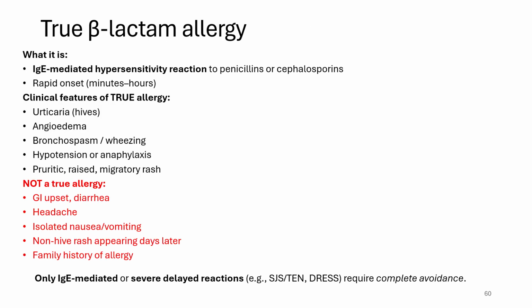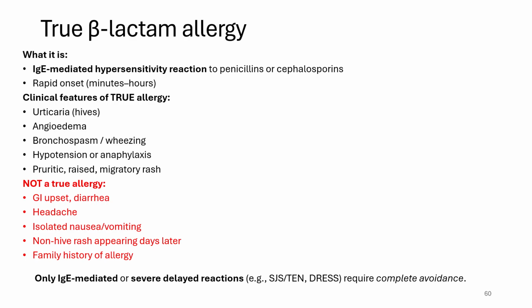Okay, so what do we mean when we say a true beta-lactam allergy? What actually is it? A true allergy is an IgE-mediated hypersensitivity reaction directly to the penicillin or the cephalosporin. It has a rapid onset, usually within minutes to hours. So clinical features that indicate you have a true allergic reaction are urticaria, hives, angioedema, bronchospasm or wheezing, hypotension, or in very severe cases, complete anaphylaxis. And you'll have a pruritic, raised kind of migratory rash.